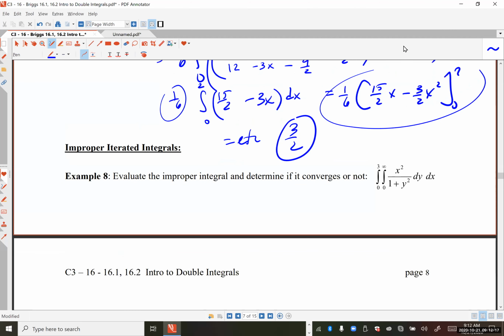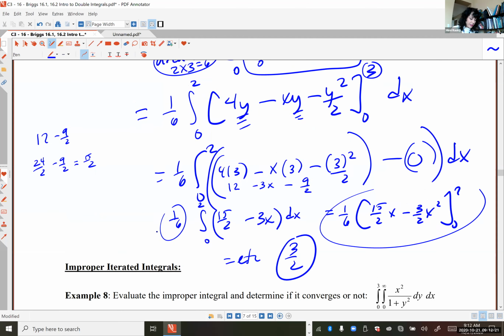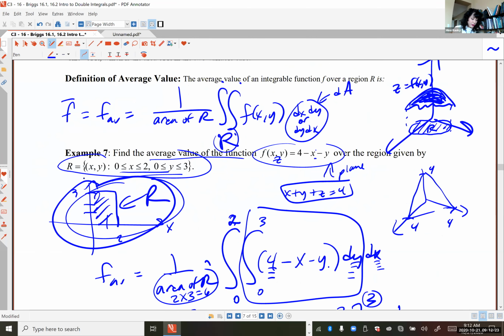How did you find the area of the region for that? Well, this region was super easy because the region is just a rectangle. So you know how to find the area of a rectangle? Yeah. Length times width? So 2 times 3 is 6? Oh, okay. All right.